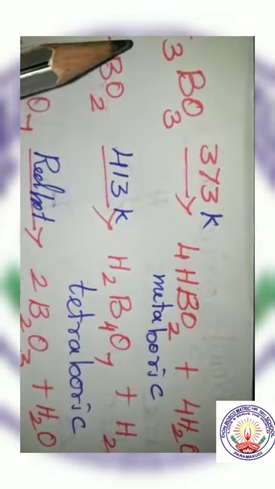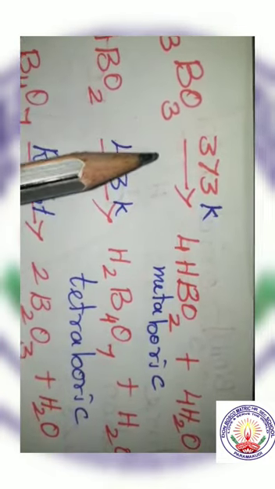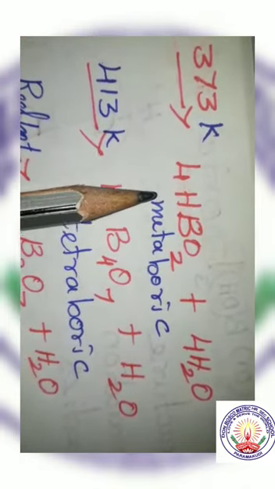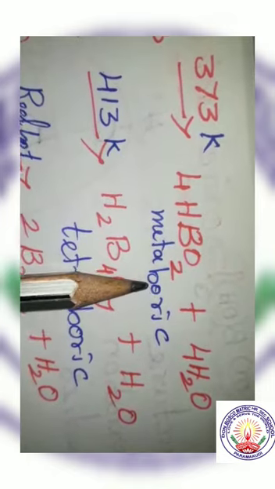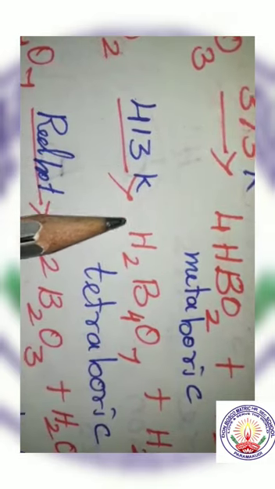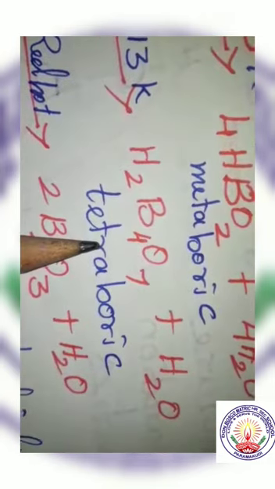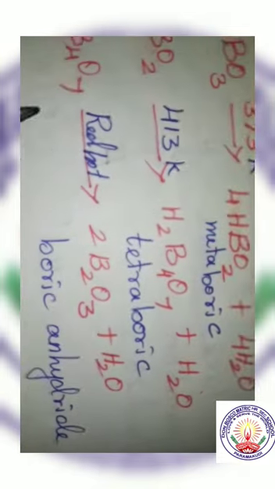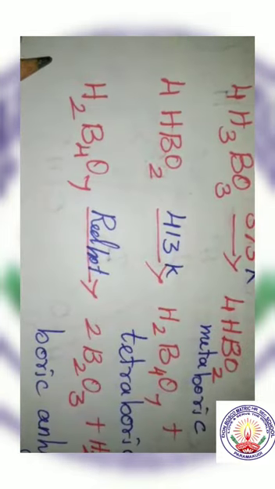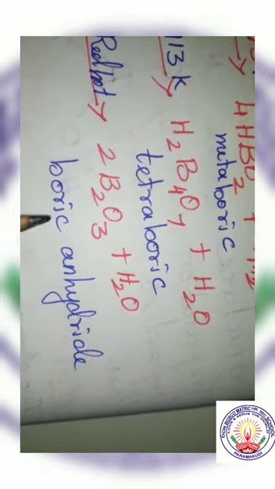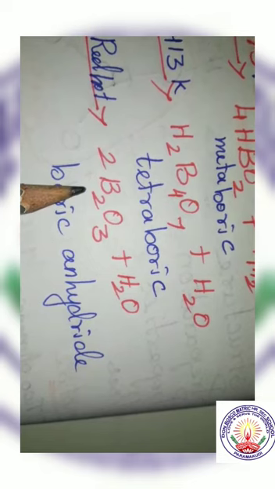That is, see boric acid H3BO3. When we heat it at 373 Kelvin, it gives metaboric acid, that is nothing but HBO2. Again, when we are heating this metaboric acid to 413 Kelvin, it becomes tetraboric acid, that is H2B4O7. When we are heating this tetraboric acid to red hot, it becomes boric anhydride, B2O3.